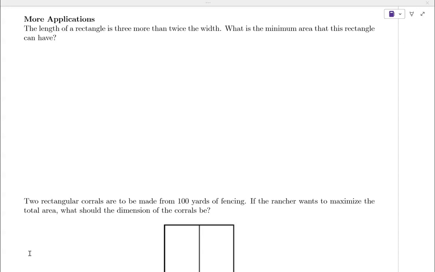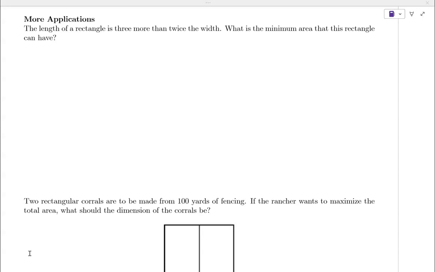Let's do one more example with applications of quadratic functions, and I'll leave that last one for practice, and then we'll get into some new stuff before we take the quiz at the end of the hour. So let's look at this first one here where it says we've got a rectangle. They tell you that the length of it is 3 more than twice the width. And then it asks you what's the minimum area that the rectangle can have.